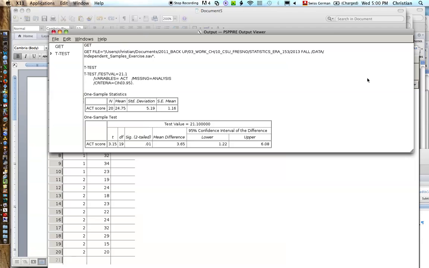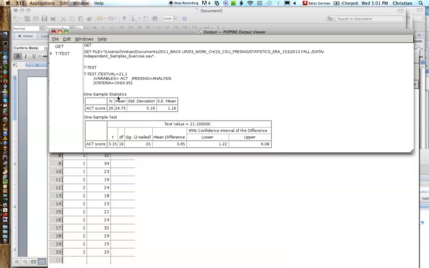And we're going over here in the output. We see, first, that's where I got my file, that's where I saved it. And then we see the t-test. The test value that we use for our one sample t-test is 21.1. That's what we typed in, right? The variable used is ACT, and we used the 95% criterion for the confidence interval.